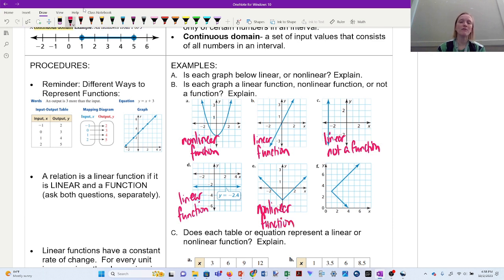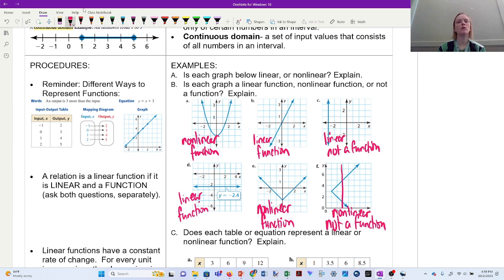For part F, this is nonlinear, just like the previous example. There's not a single straight line here. This is kind of a composite of a couple of straight lines. And this is also not a function, because if I move my vertical line somewhere like here, then I bump the graph more than once.